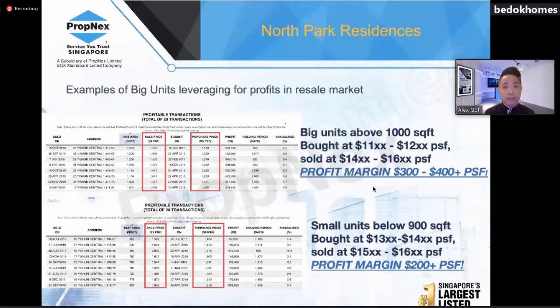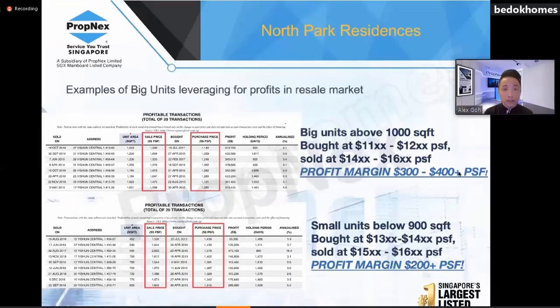Okay, so now I give you a closer look at this. This is North Park Residence. You look at this. This is the big unit. This is a small unit. So the big unit, 1,000 square feet and above. Purchase price, you can see from here, 1,001 to 1,002 per square foot. Sales price, 1,400 to 1,600 per square foot. Small unit, purchase price 1,314. Sales price, 1,400 to 1,600 per square foot. So the small unit makes about $200 per square foot in profit margin. The big unit makes about $300 to $400.